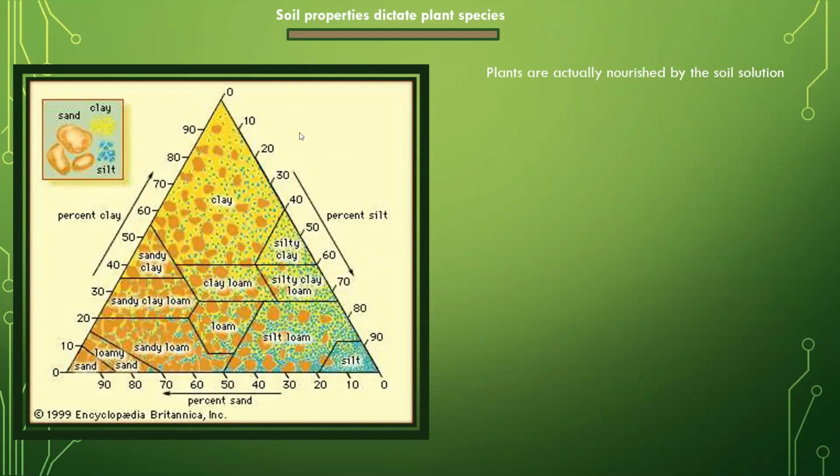And so, as we said, this picture is looking at size of particles. You have really big particles of sand here. You have little small particles of clay, and then you have this silt that is more of an intermediate particle.